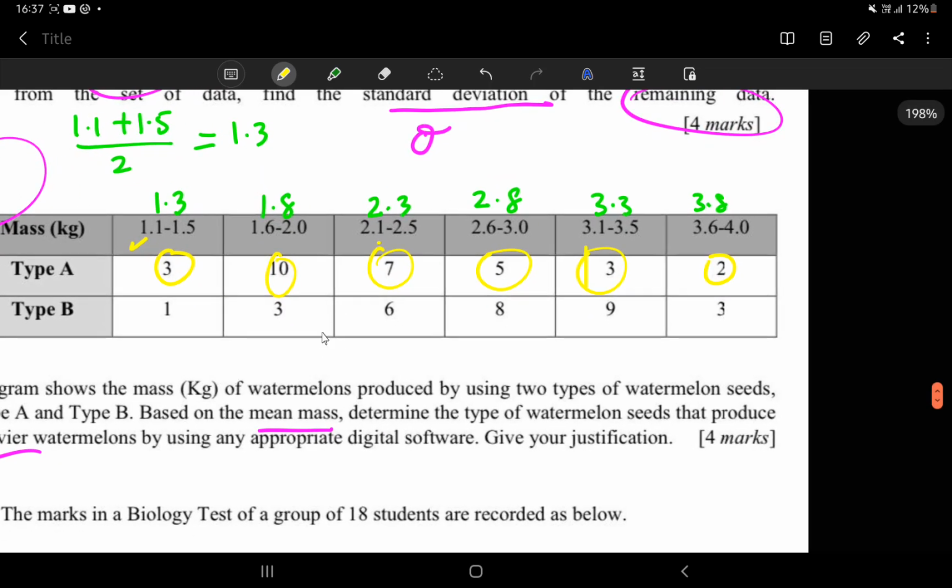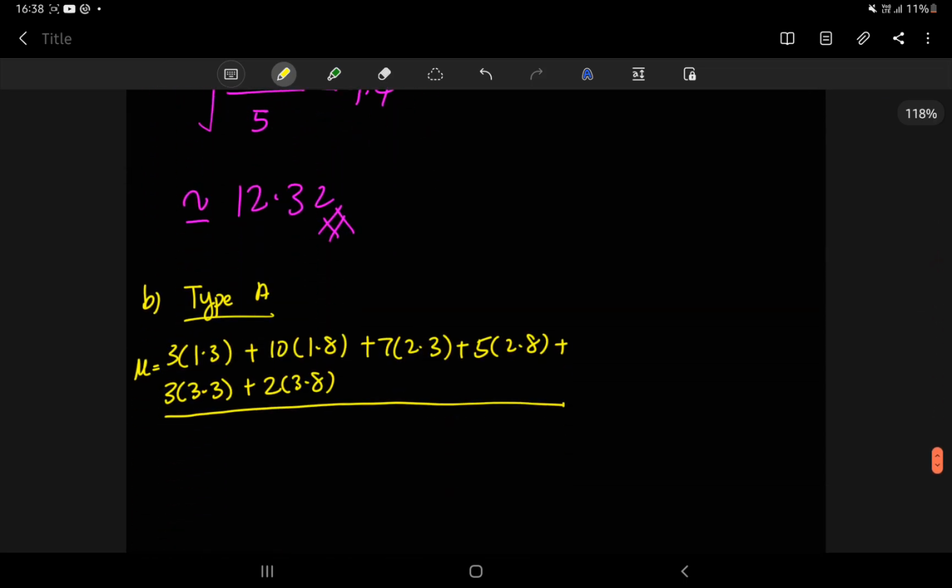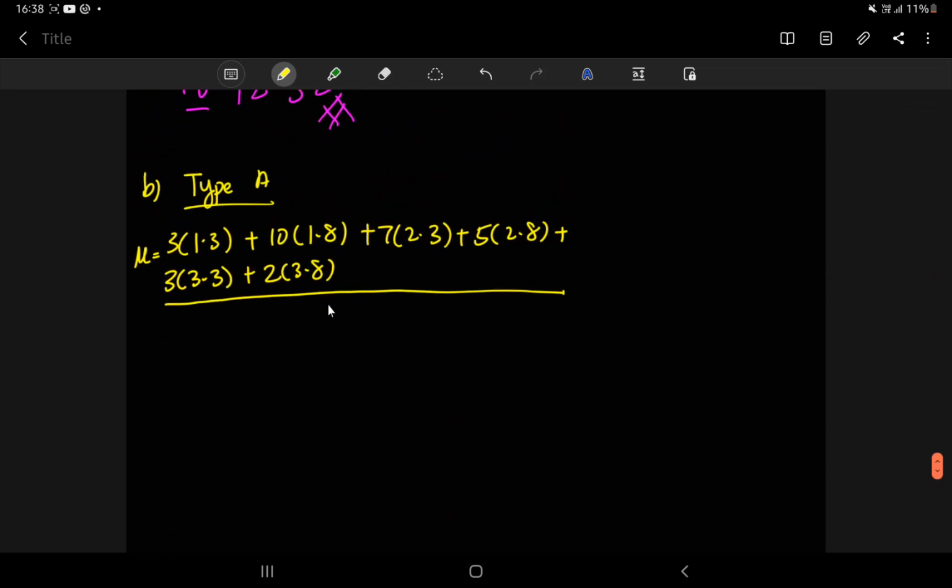So how many watermelons over here? You can just add up these values, 3, 10, 7, 5, 3 and so on, which refer to the number of watermelons. So we need to divide by the total number of watermelons. If you calculate 3 plus 10 plus 7 plus 5 plus 3 plus 2, it is basically 30. This is also the same, 30, for type B. So you just divide by the total number of watermelons, which is 30.